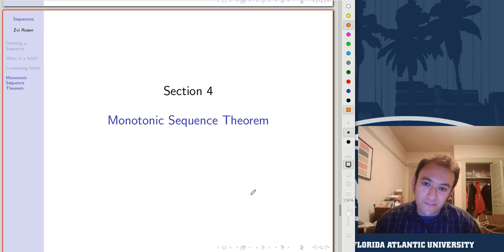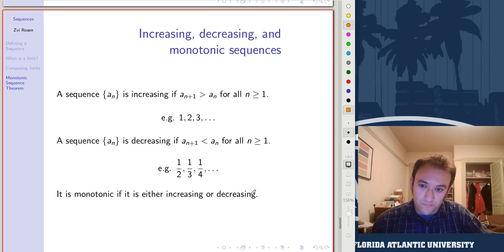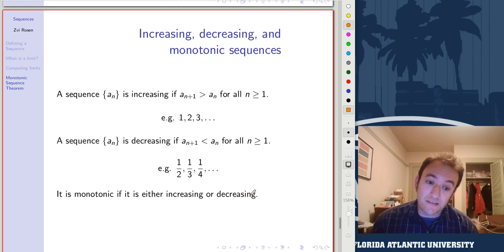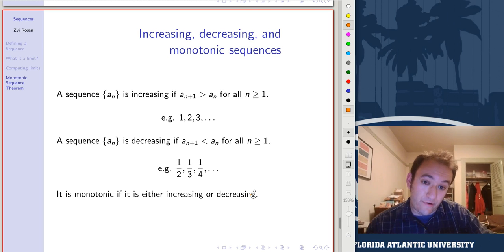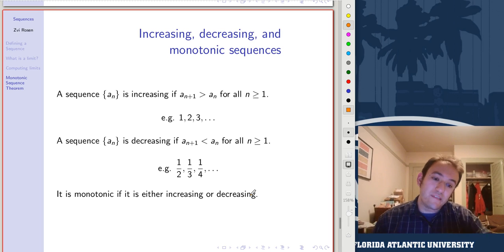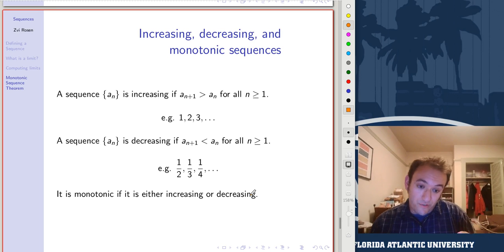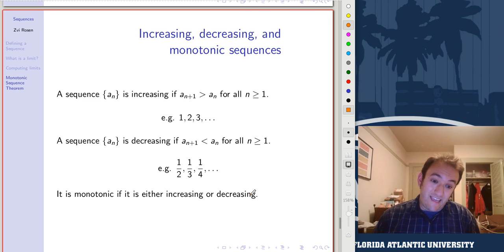Okay. One final topic for this lecture is the monotonic sequence theorem. First, we need to define increasing, decreasing, and monotonic sequences. A sequence a sub n is increasing if a sub n plus 1 is greater than a sub n for all n greater than or equal to 1. Okay, that means you're stepping up with each term of the sequence. For example, 1, 2, 3, 4, 5, etc. Because 2 is greater than 1, 3 is greater than 2, etc. It's an increasing sequence.